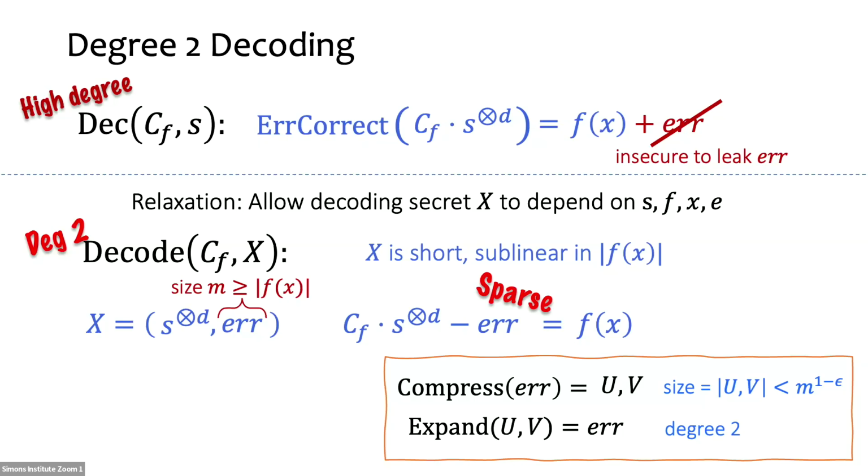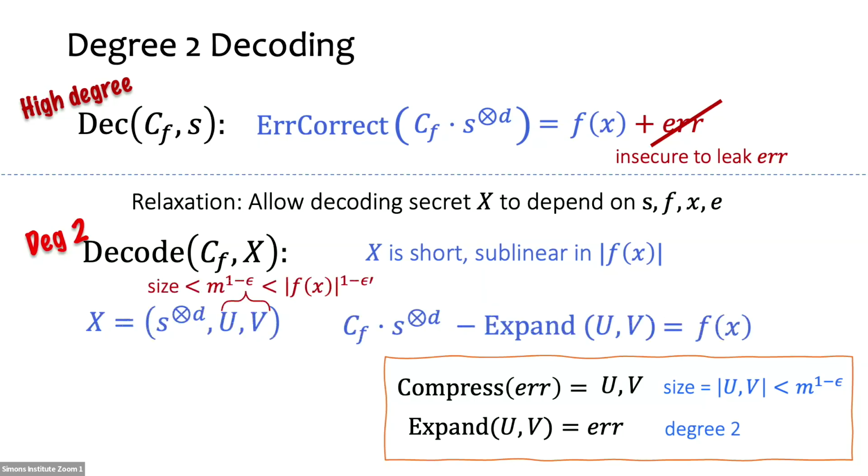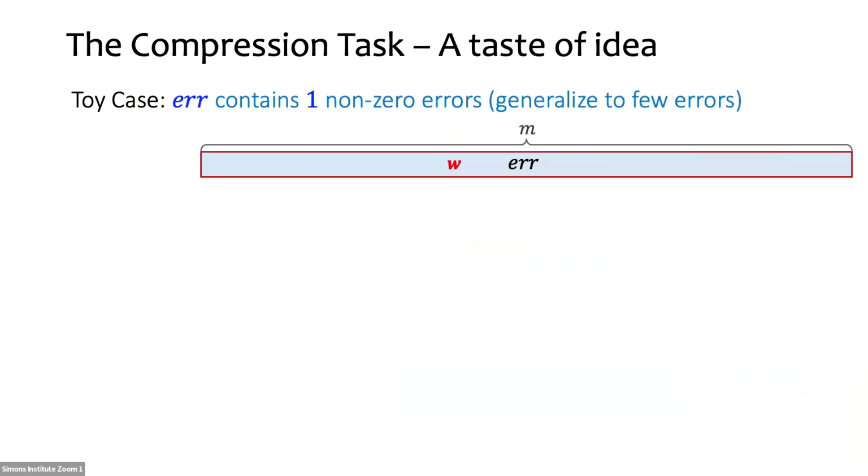But the good news is that the error vector is sparse. That is the feature that we have not used. The hope is that we can compress this sparse vector into a smaller version that is much shorter, sublinear in length, and using just degree 2 computation, we will be able to expand it back to the original sparse error vector. If we have such a compression and expansion algorithm, then we will be able to have a short decoding secret where decoding performs the expansion, and then everything will be in degree 2.